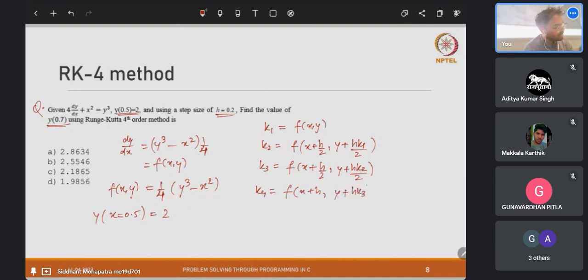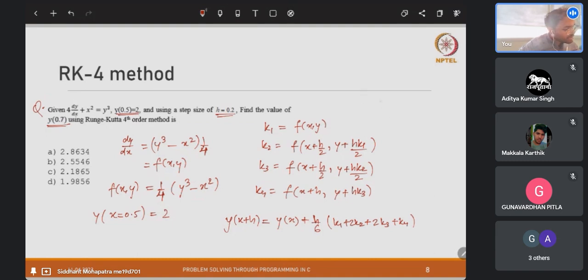h k3. Okay, now how do you calculate y at x plus h? It will be y at x plus h by 6 into k1 plus 2k2 plus 2k3 plus k4. This is how you do it. Okay, now let us calculate k1.